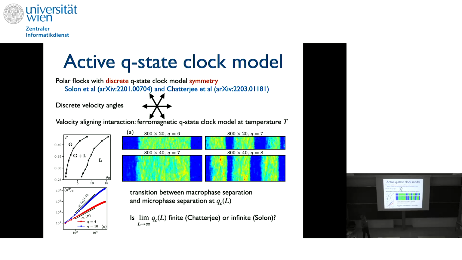The velocity aligning interaction becomes the ferromagnetic interaction of these spins. And then each spin moves according to its spin state. If my spin state prefers this direction, then I just move in that direction. In this case, the noise comes through the effective temperature of the ferromagnetic interaction. And this discretized version also shows this phase transition.